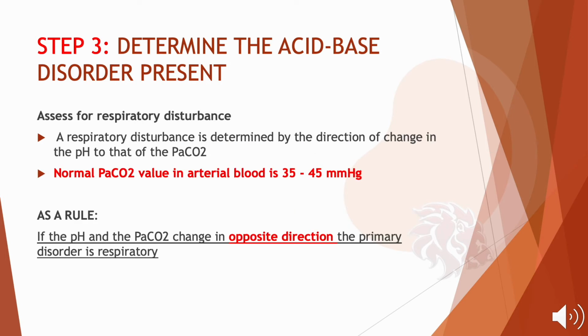Next, we assess for the presence of respiratory disturbance. A respiratory disturbance is determined by the direction of change in the pH to that of the partial pressure of carbon dioxide. The normal partial pressure of carbon dioxide in the arterial blood is 35 to 45 mm mercury. As a rule, if the pH and the partial pressure of carbon dioxide in the artery change in opposite direction, the primary disorder is respiratory.